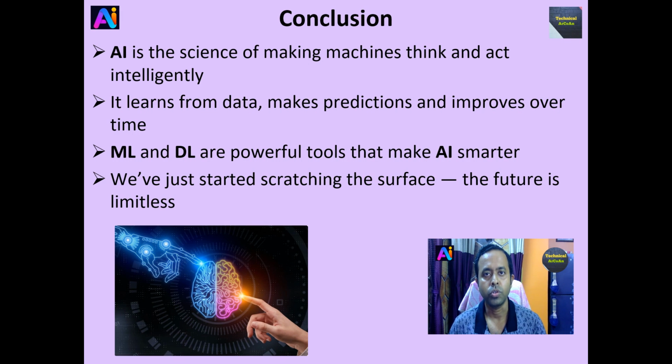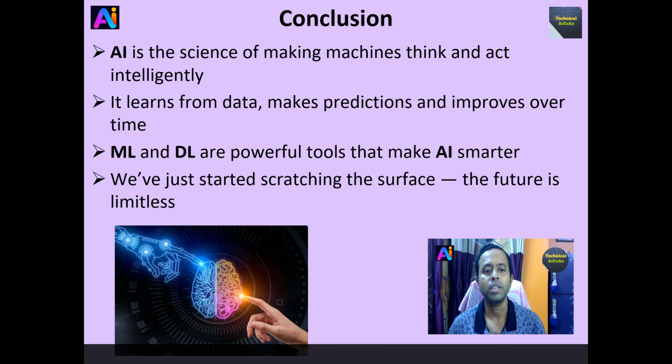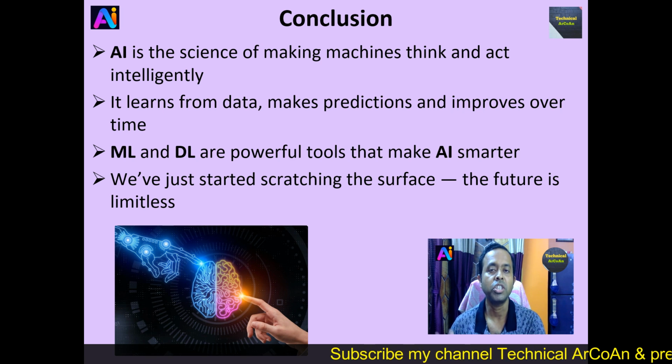Now if we conclude today's video on the basic introduction of AI, ML and DL, you can say AI is the science of making machines think and act intelligently. It learns from data, makes predictions and improves over time. ML and DL are powerful tools that make AI smarter. We have just started scratching the surface. The future is limitless. So in my next video, I will dive deeper into machine learning.